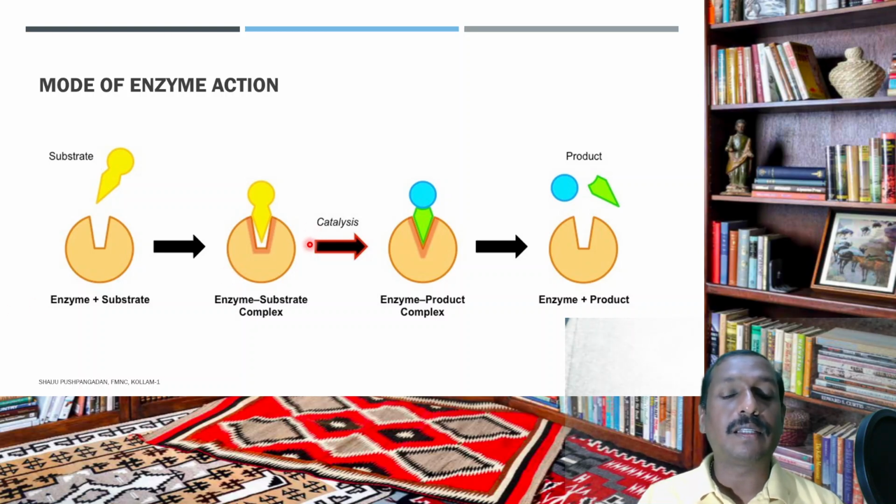Whenever the enzyme substrate complex is formed, the enzymes will lower the energy of activation. That means the process of catalysis will happen, so that the substrates will react with each other, forming the enzyme product complex. At the end of the chemical reaction, the enzymes will be released and the products also will be released. Enzymes will remain as such and the substrates are converted into products. This was proposed by Michaelis-Menten, and it is called Michaelis-Menten's mode of enzyme action.